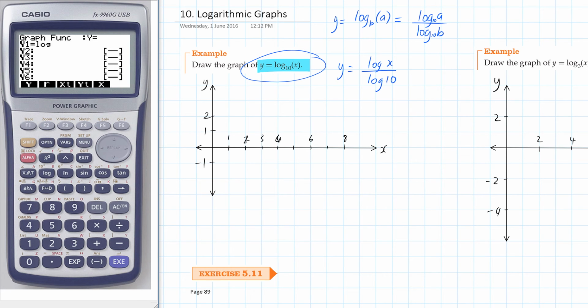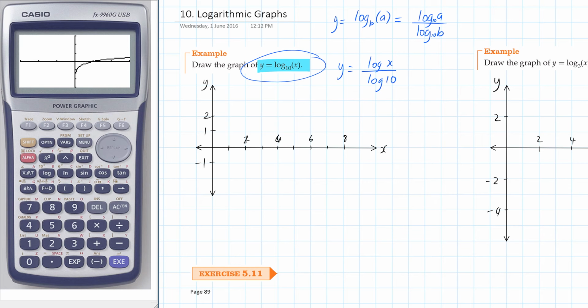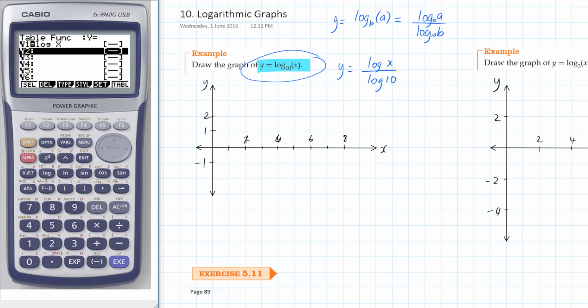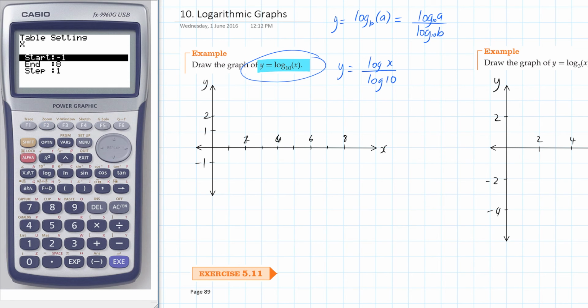So I've got log of x, and we'll just draw it to get an idea. So that's what it's going to look like. And then we will go into table mode and plot that same function, and we'll go from -1 to, let's go up to 8. Okay, and you'll see that the first two we get an error for, and the reason for that is that you can't calculate log of a negative number, and you can't calculate log of 0.